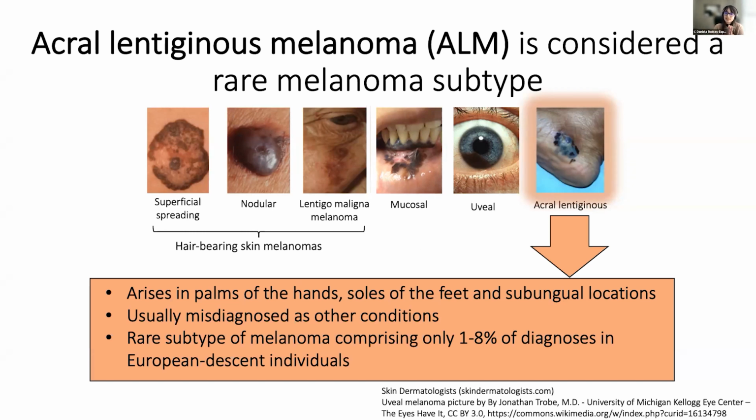Its name, acral lentiginous, refers to the location where it arises. Acral means palms of the hands, soles of the feet, and subungual locations, which means under the nails. And lentiginous refers to a lesion in the shape of a lentigo. It is usually misdiagnosed as other conditions, at least in this part of the world, usually as diabetic ulcers or warts or fungal infections. And it is a rare subtype of melanoma in European descent populations, comprising approximately only 1 to 8% of diagnoses.